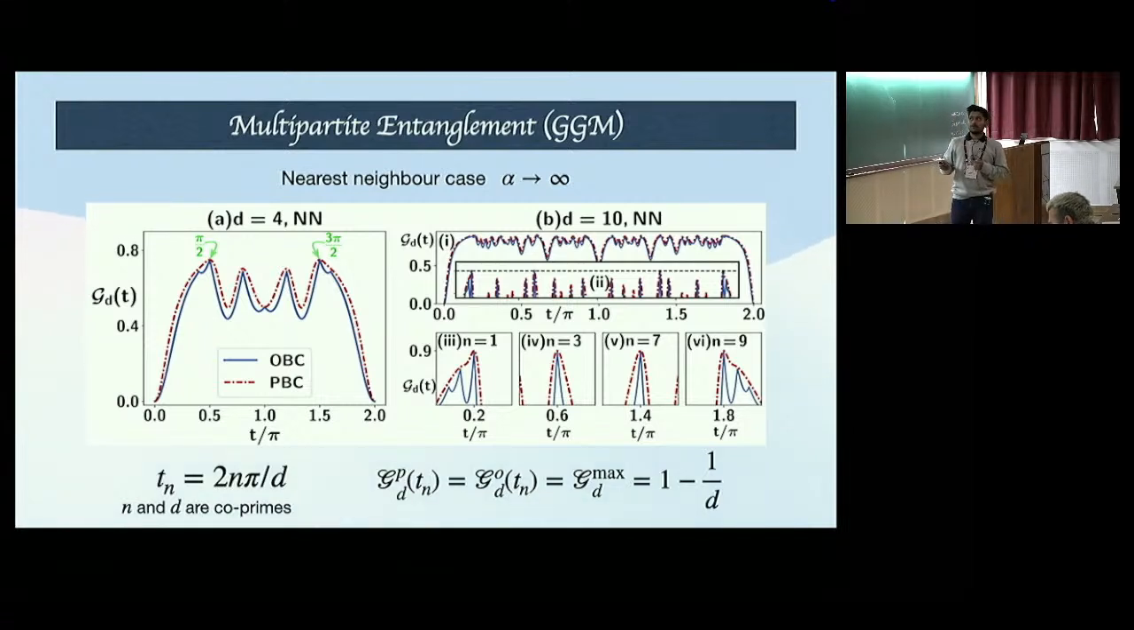The GGM in the periodic boundary case is always greater, but it is maximum only at 2 pi n by d, where n and d are co-primes, which can be seen specifically for d equal to 10. There are a lot of spikes, but the maximum occurs only at n equal to 1, 3, 7, and 9. And the maximum value is 1 minus 1 by d.